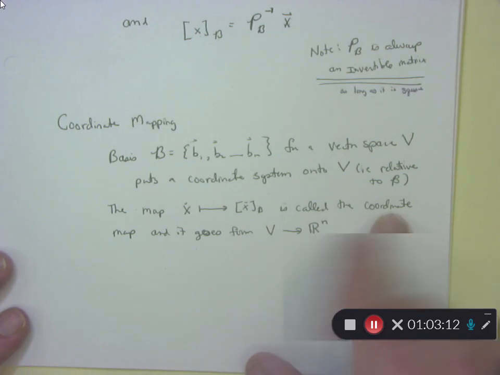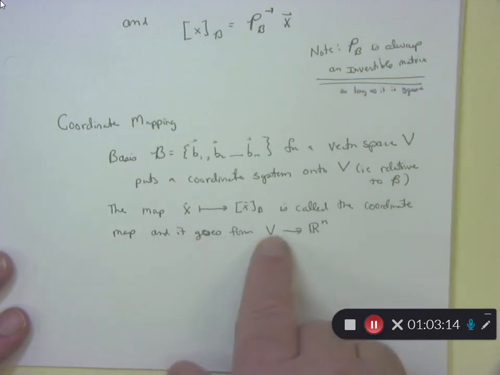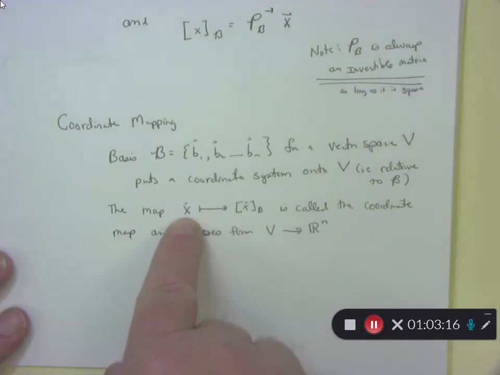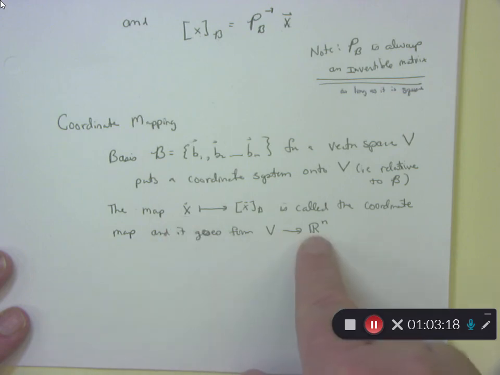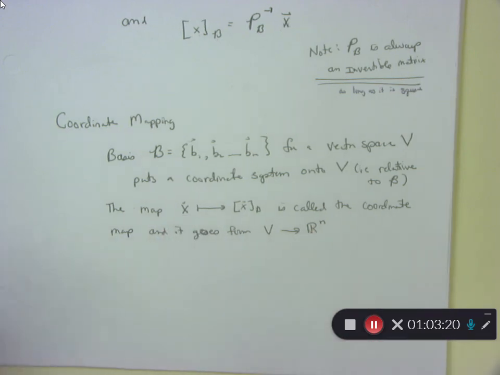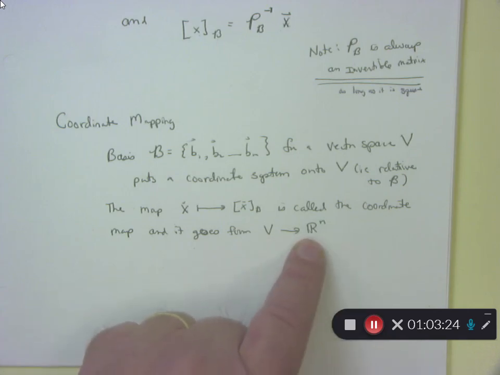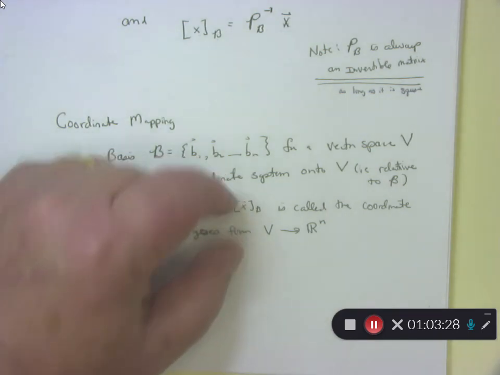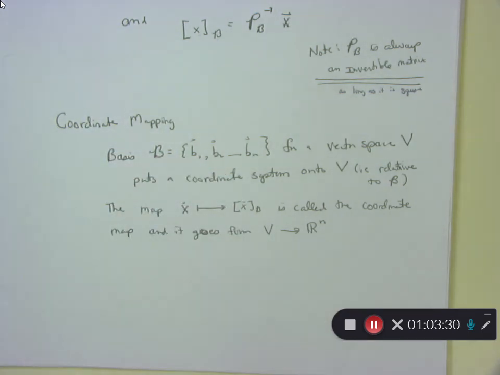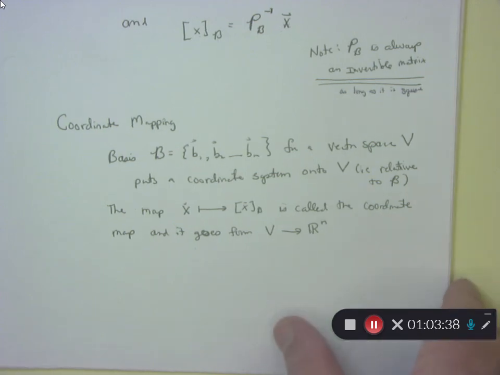This is called the coordinate map, and it goes from vector space V, because X comes from any vector in V, into Rn. So you can go from any arbitrary vector space, and we're going to map this stuff over into Rn, because they're in components and in coefficients of your vector. Okay? So, I've got to give you some examples, but first, a theorem.